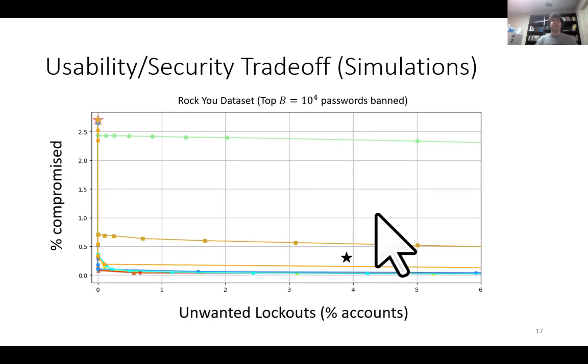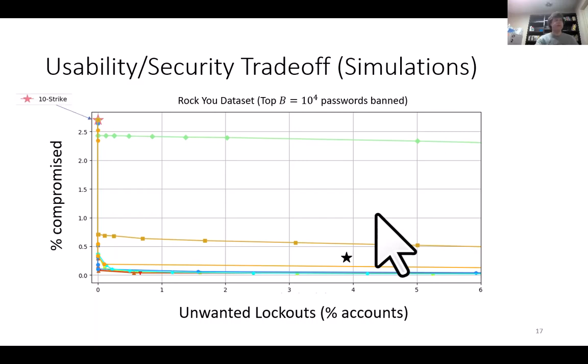So this plot shows the usability security trade-off we obtained based on the RockU password distribution after removing the most popular 10,000 passwords. The y-axis here shows the percentage of accounts compromised by the attacker, and the x-axis shows the percentage of accounts that were locked down even when no attacker was present.